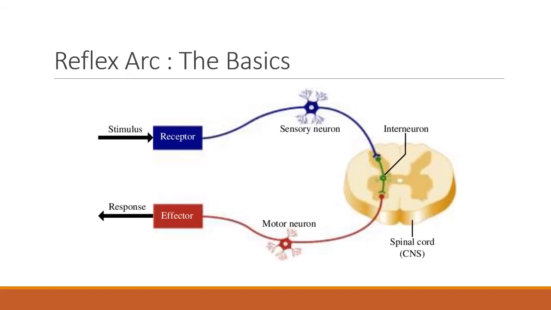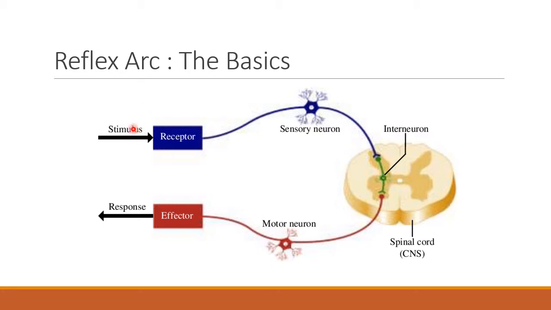So to understand what a reflex is and how it works, you need to understand what's called the reflex arc. Now, the reflex arc is the very basic structure of how a reflex works. It's your most common reflex circuit, essentially. So the very first thing you need in this circuit is a stimulus. Now, in the case of you going to the doctor, the stimulus would be your doctor hitting you on your kneecap with a reflex hammer.